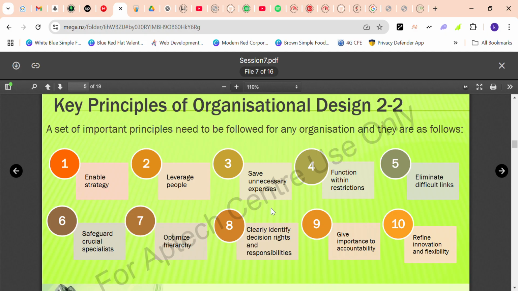Number 10, refine innovation and flexibility. Bring new innovation, refine it if it is weak, and the flexibility has to be very high, of standard.